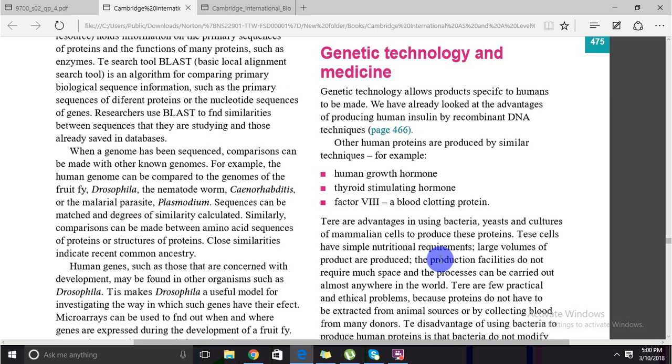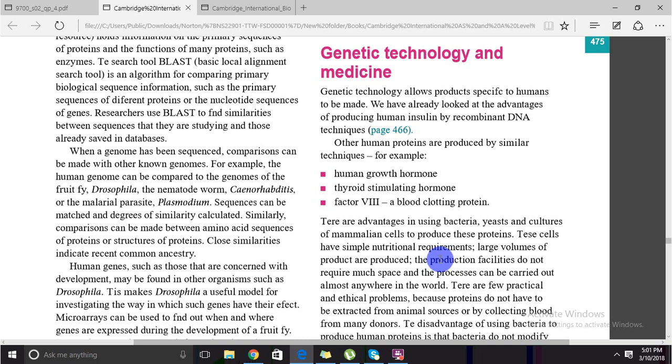Number one, there aren't many ethical issues, because the proteins do not have to be extracted from animal sources, nor do we have to collect blood from many donors, because previously, to collect factor 8, a lot of people had to donate blood, and from that the factor 8 had to be extracted. But when we are using recombinant DNA, we don't need to collect blood from many donors, and we don't need to extract the protein from any animal source like previously, when recombinant DNA technology had not prospered.